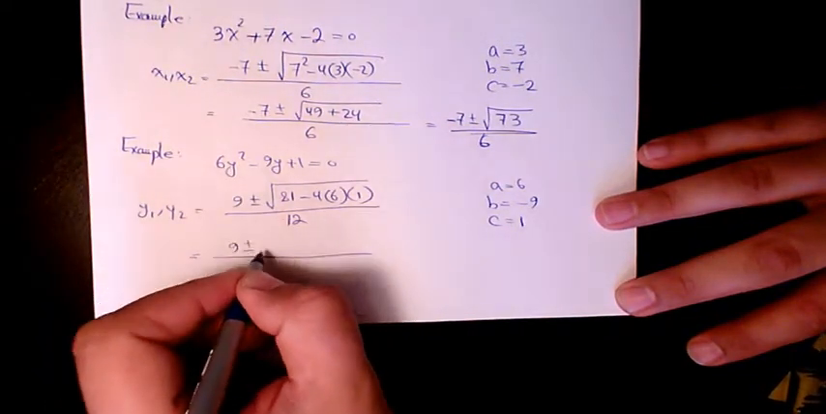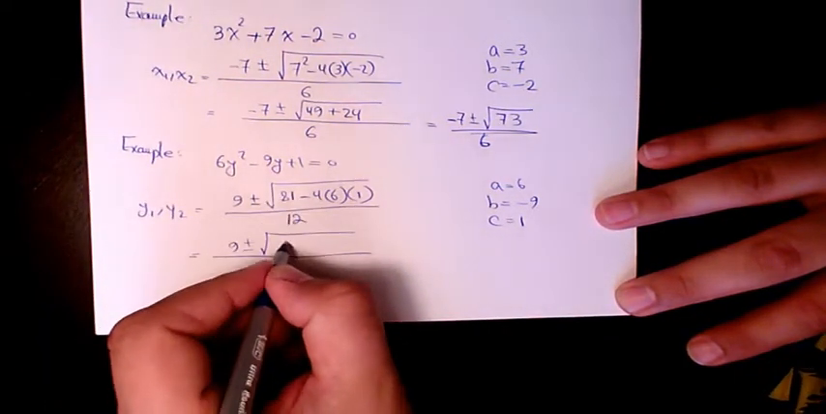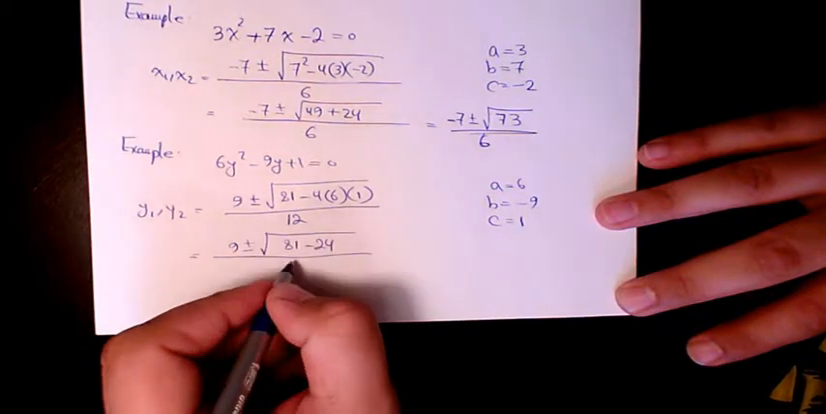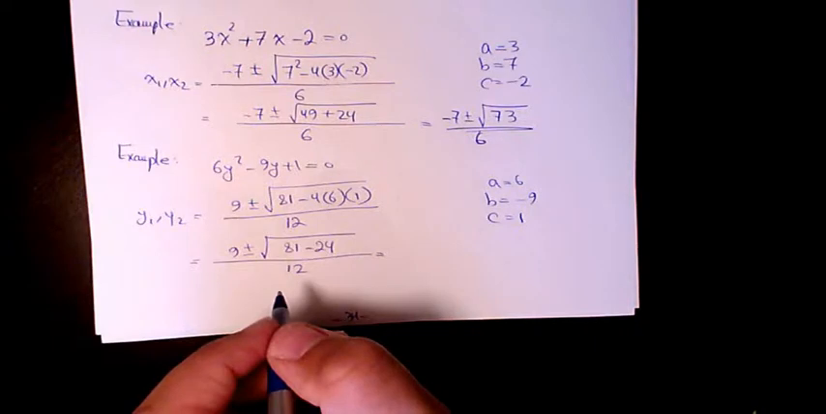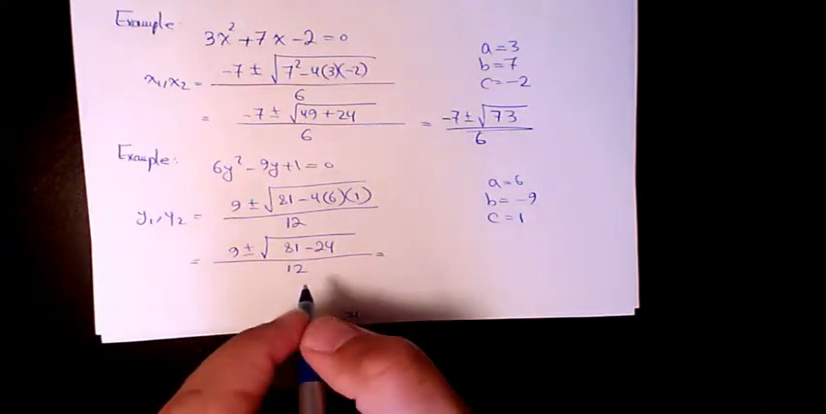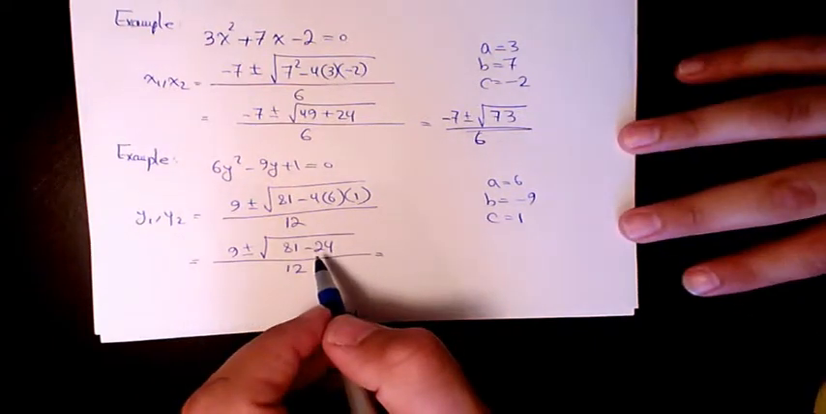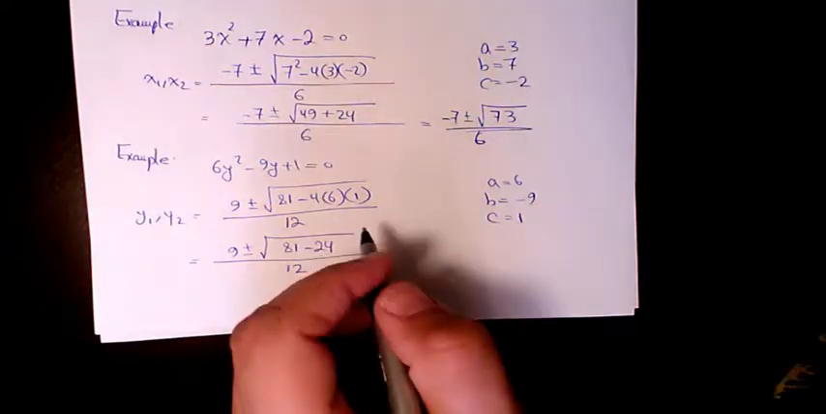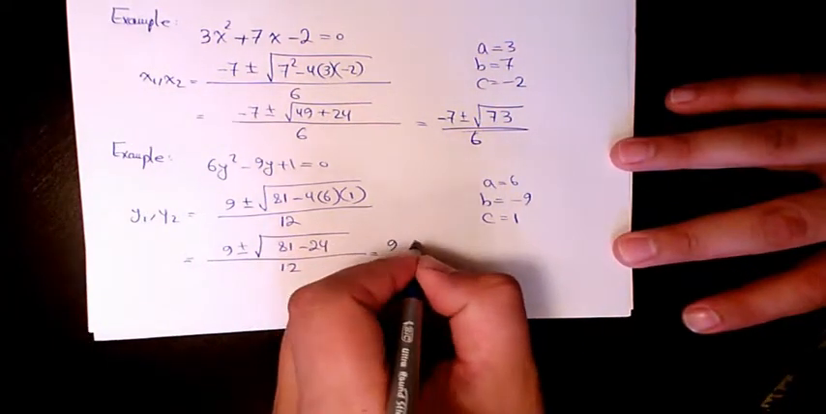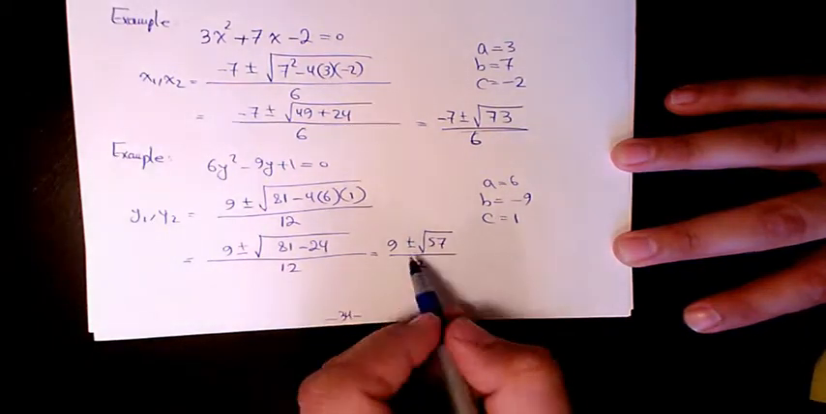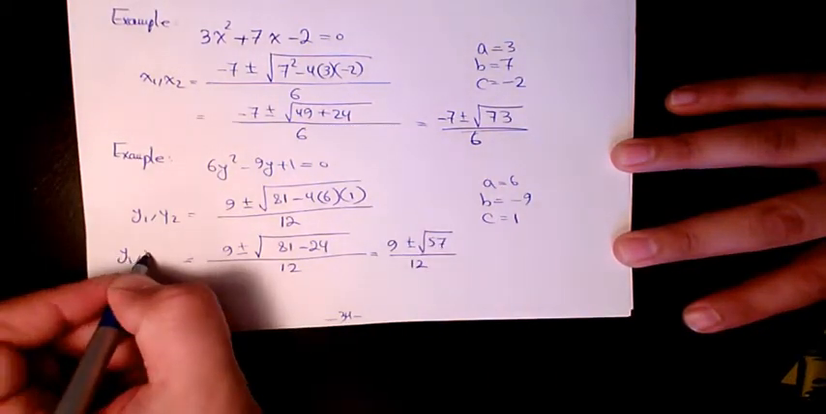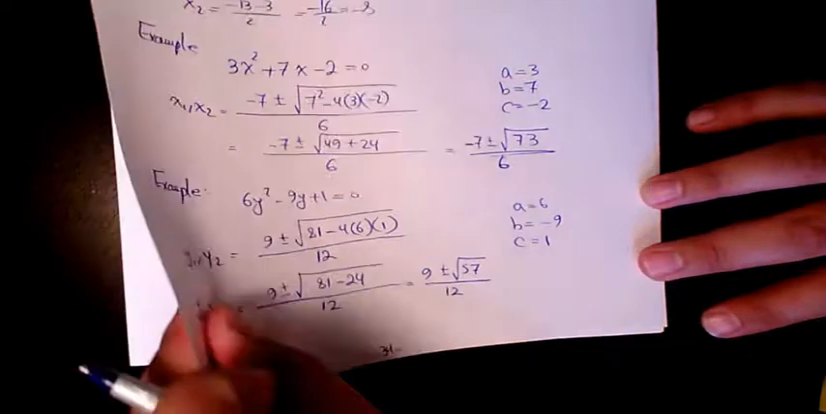So we have 9 plus minus the square root of 81 minus 24, divided by 12. So 81 minus 24 will be 57, divided by 12. So I leave it like that. These are the two answers. Next example.